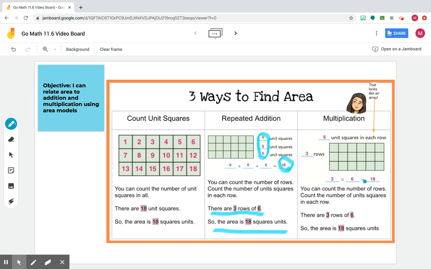The last way that I can find area is by multiplying the number of rows and then the number in each row. I can think of it as rows and columns. Now there are 3 rows. So I take my number 3 and I put it right here. There are 6 in each row. And I write my 6 right here. I know that 3 times 6 equals 18. So again, my area would be 18 square units.